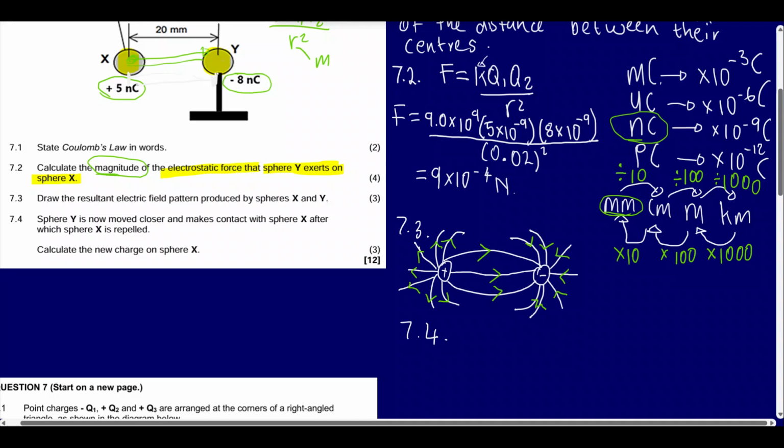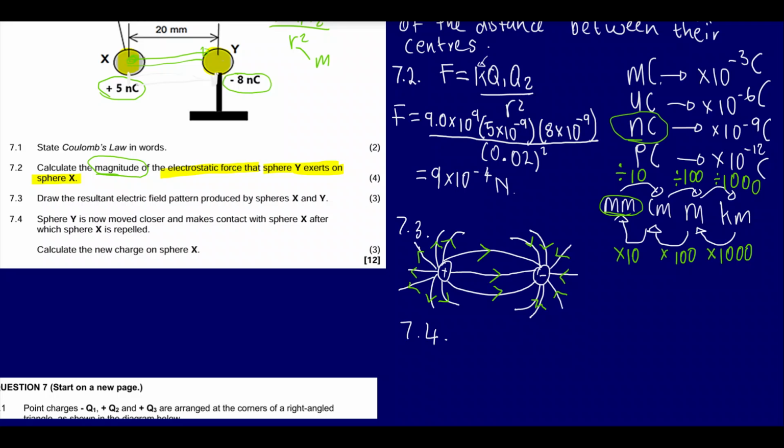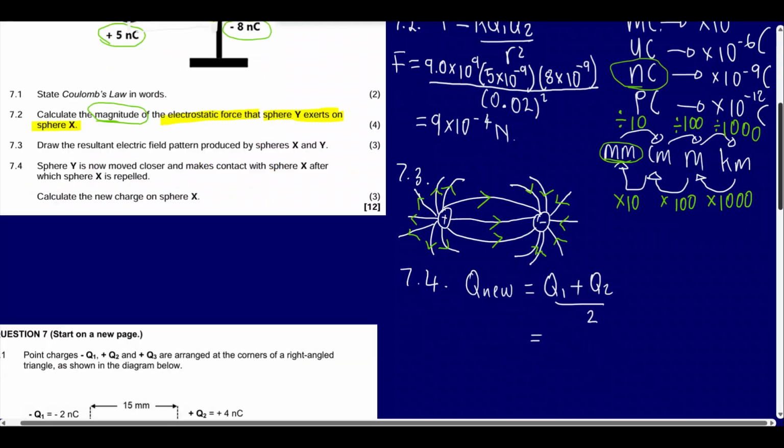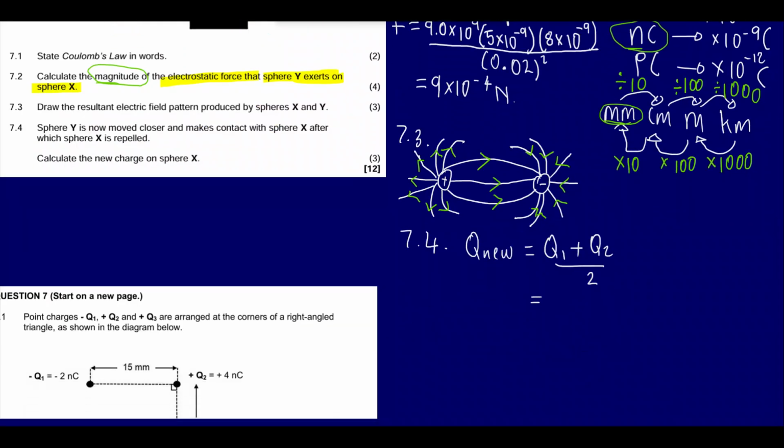So 7.4 says that sphere Y is now moved closer and makes contact with sphere X, after which sphere X is repelled. So calculate the new charge here. How many charges were brought together? Two charges were brought together. So we say Q1 plus Q2, and then we divide by the number of charges.